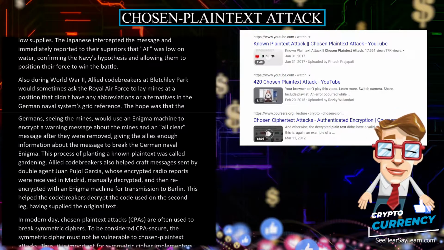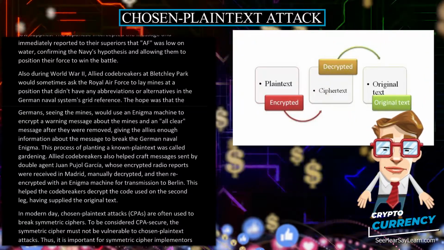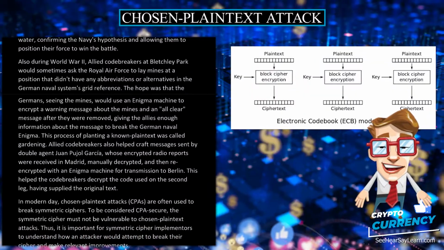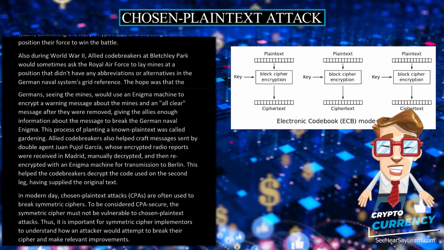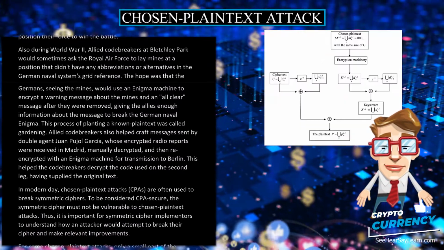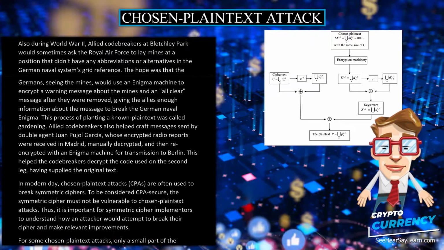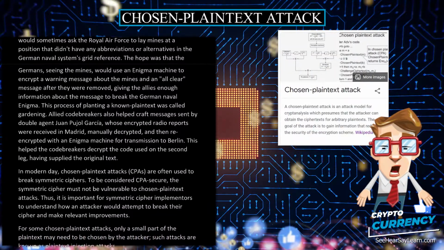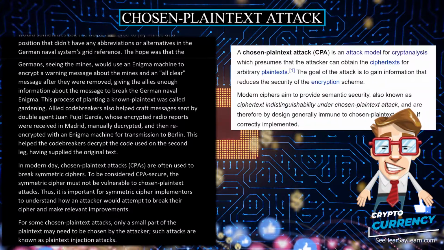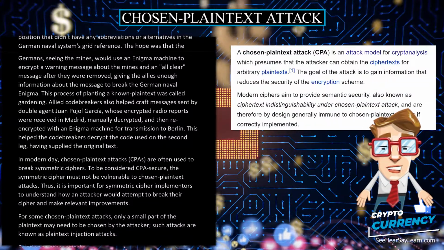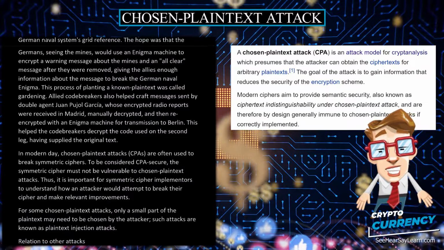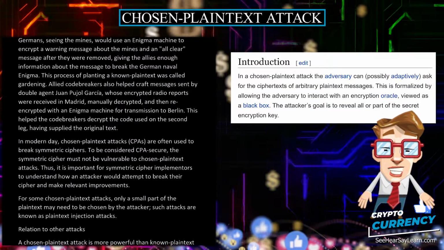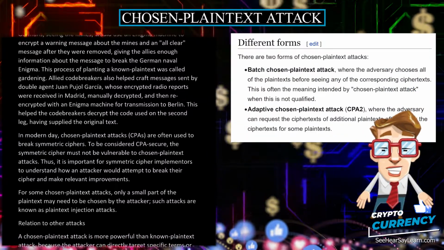In modern day, chosen plaintext attacks, CPAs, are often used to break symmetric ciphers. To be considered CPA secure, the symmetric cipher must not be vulnerable to chosen plaintext attacks. Thus, it is important for symmetric cipher implementers to understand how an attacker would attempt to break their cipher and make relevant improvements. For some chosen plaintext attacks, only a small part of the plaintext may need to be chosen by the attacker. Such attacks are known as plaintext injection attacks.